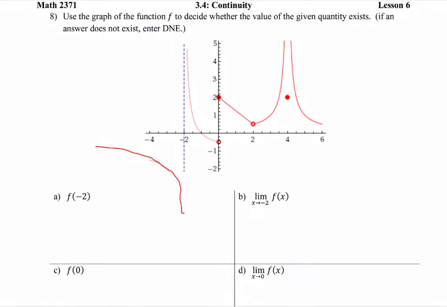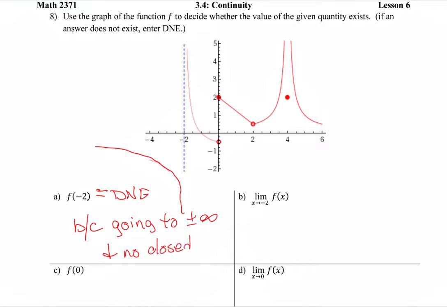At x equal to -2, the value of f of -2 does not exist, because at -2 it's going to negative infinity and positive infinity, going to plus or minus infinity, and there is no closed circle.